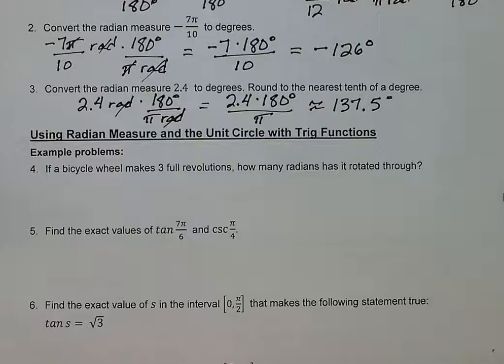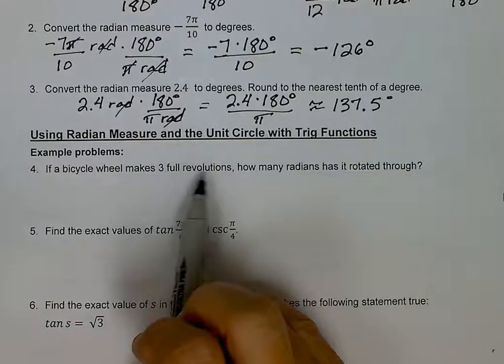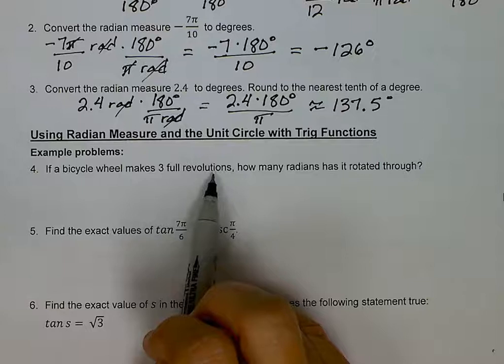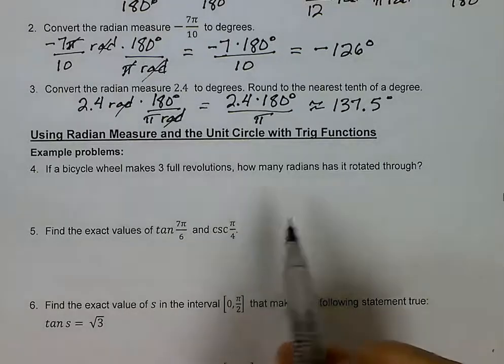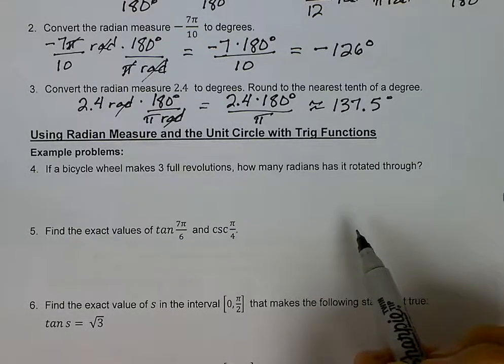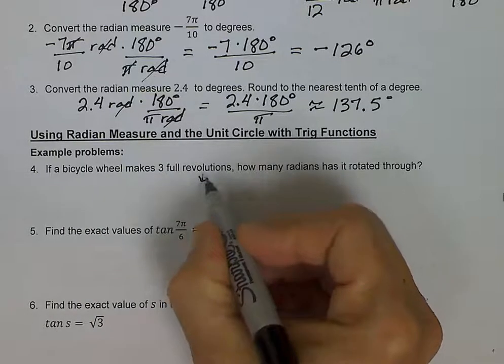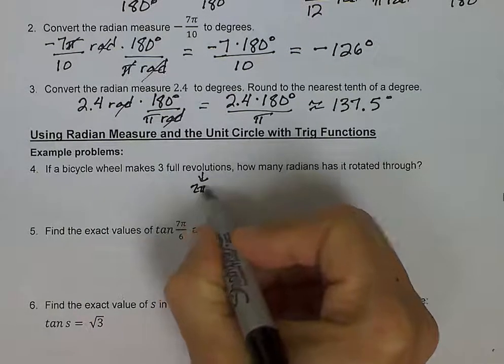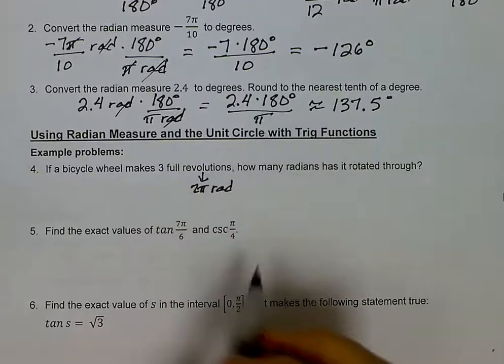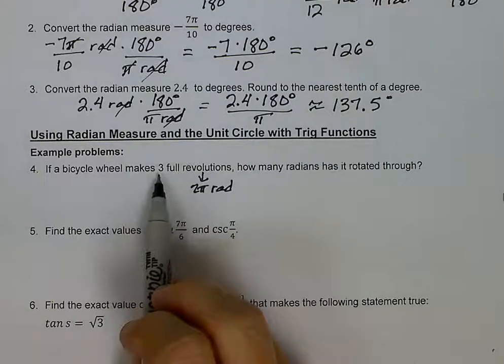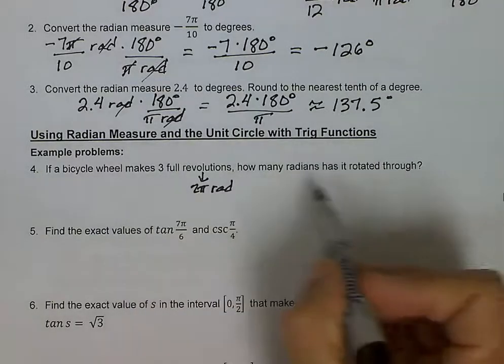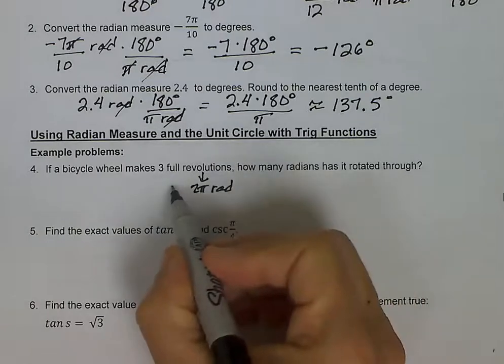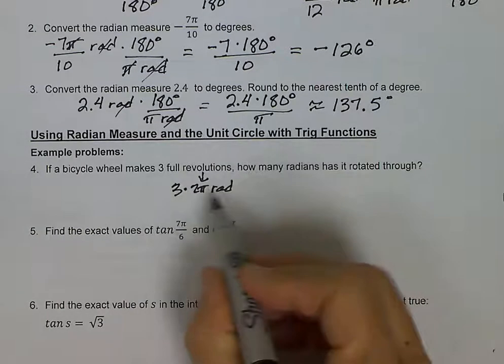Now let's look at some examples that involve radian measure and the unit circle. One thing that will be helpful for you to remember is that a full revolution or a full rotation is the same as 360 degrees. It's also the same as 2 pi radians. So this one revolution would be 2 pi radians. If we're talking about something making 3 full revolutions, then the amount in radians is going to be 3 times 2 pi radians.